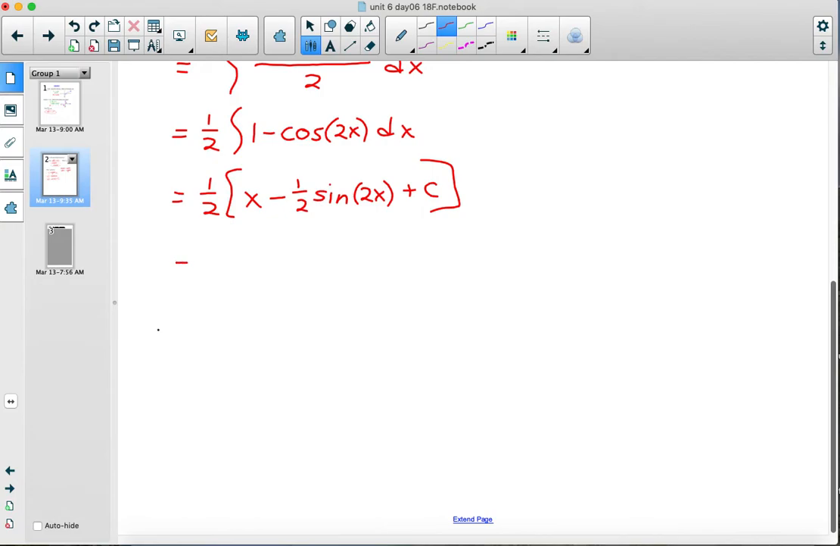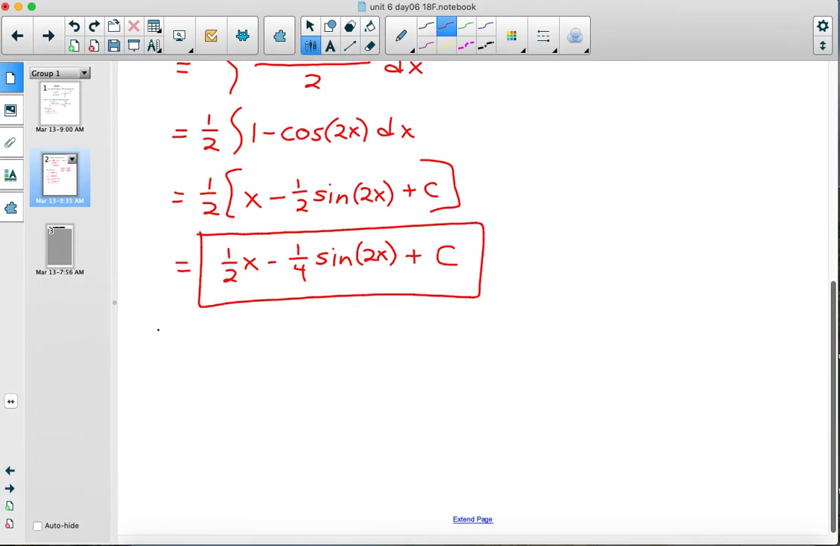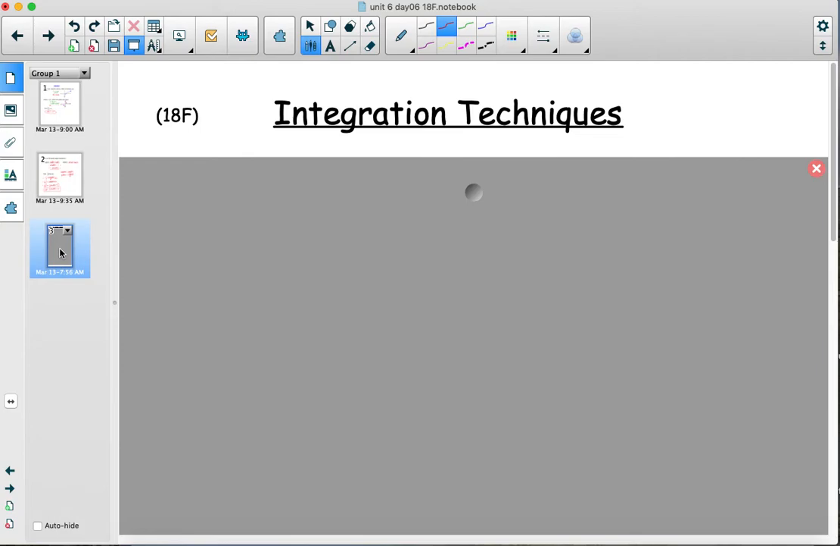And now I'll distribute this 1/2, so for our final answer I have 1/2 x, or x over 2, minus 1/4 sine of 2x, and then 1/2 times a constant. You don't write 1/2 c, I mean I guess you could, but since c is just a constant, multiplying it by a half just gives you a different constant. So I'll just make it look a little different. And there you go. So that's how you deal with integrals with a sine squared or a cosine squared. In the next lesson, I'll show you some variations when we have more complicated versions with sine or cosine to a power.